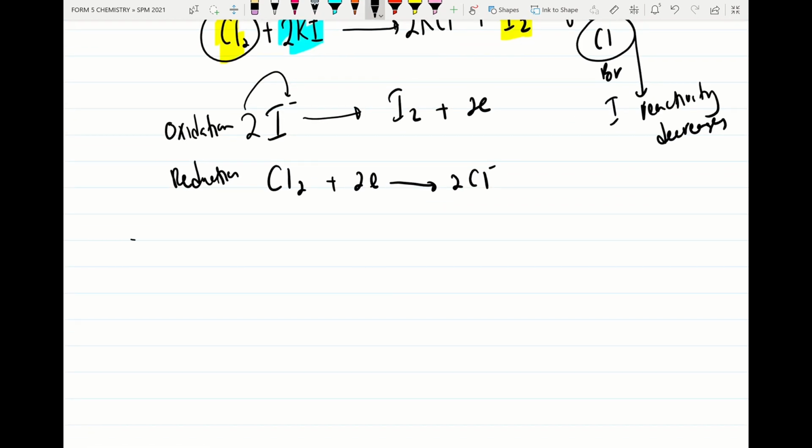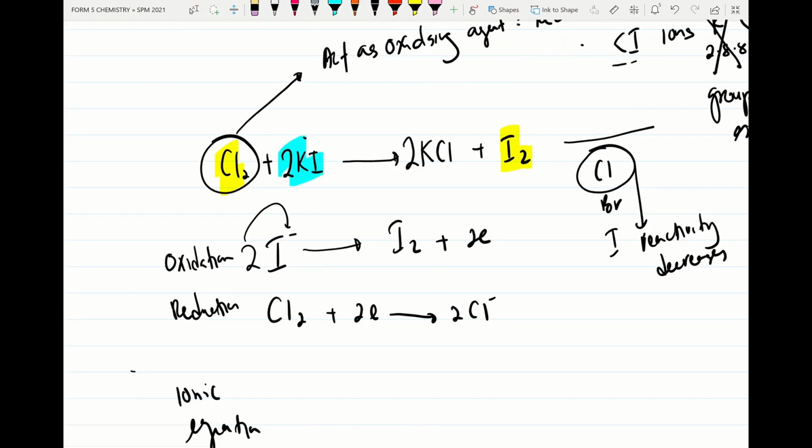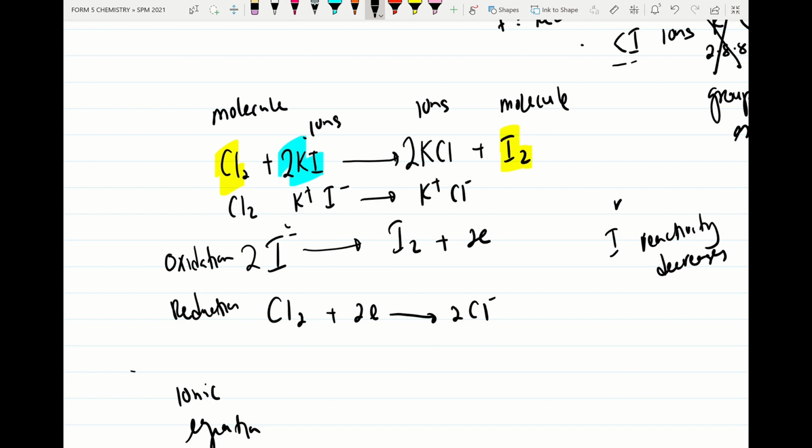Alright, how to do ionic equation. So I try to do ionic equation here. For the ionic equation, we check the chemical equation given here. Alright, so we try to identify the particles. This is molecule, this is ion. When there is a metal and non-metal, it is a soluble ion. So this is ion. Alright, so this is molecule. So we list out all the particles present in reactant. So chlorine molecule, potassium ion and iodide ion. So here we have potassium ion and chloride ion. And we have iodine molecule.